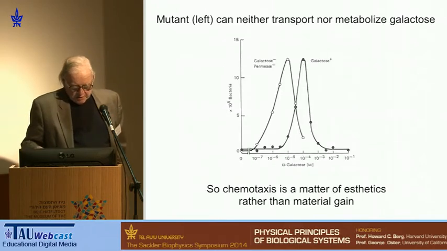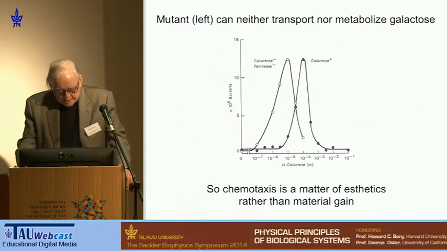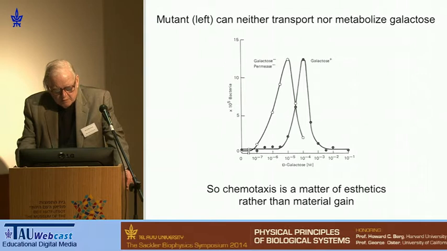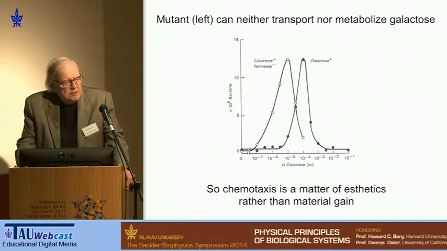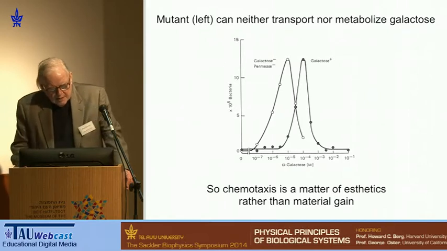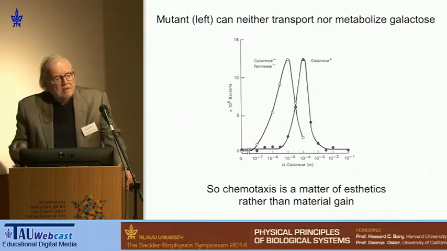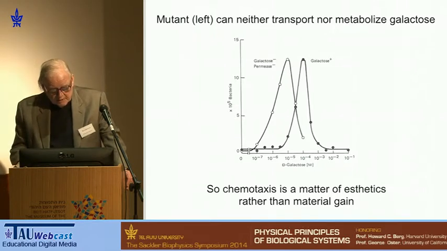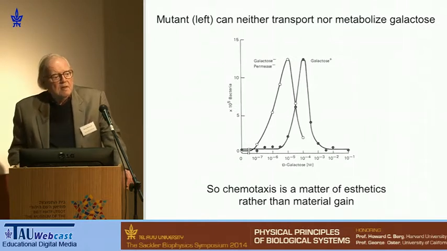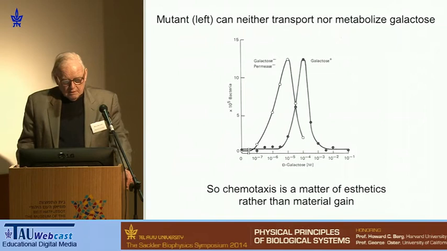And my favorite experiment of his, described in a classic paper in 1969, was one where he compared the response of mutants that could not transport or metabolize the sugar galactose to the wild-type cells. So on the left here, the peak on the left is the mutant, and the peak on the right is the wild-type. And the ordinate on this thing is the number of bacteria that swim into one of these capillary tubes over a course of 45 minutes or something.